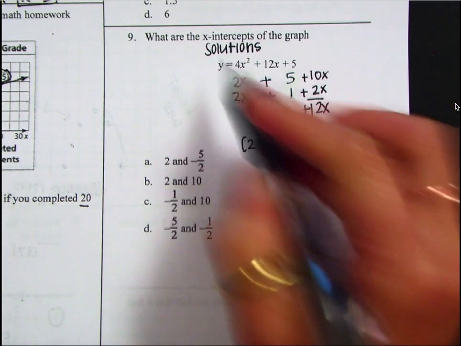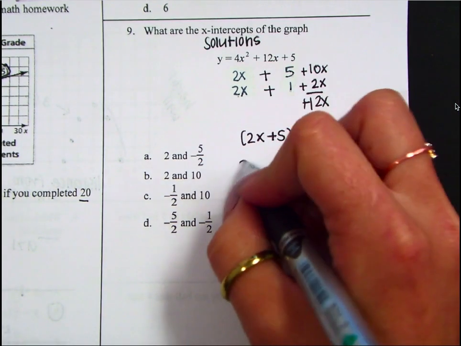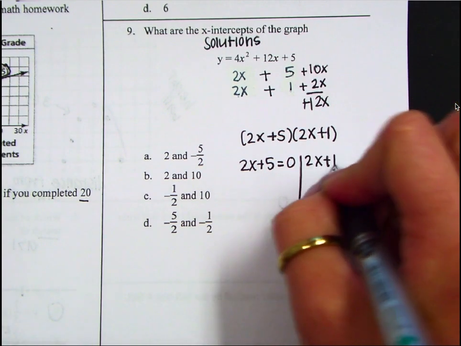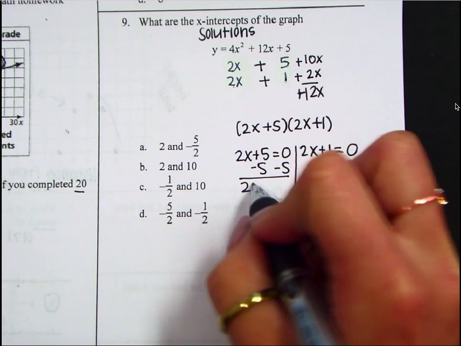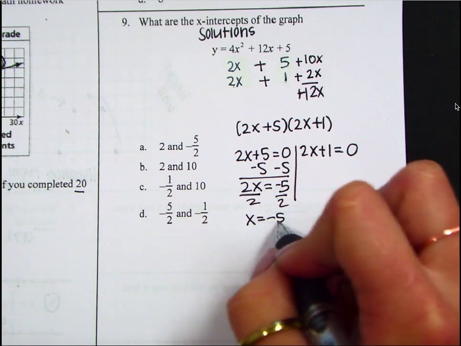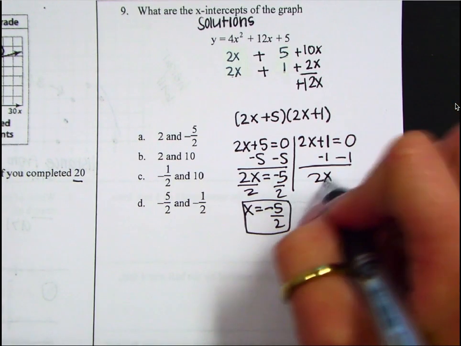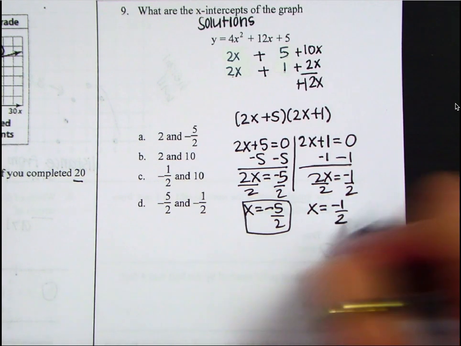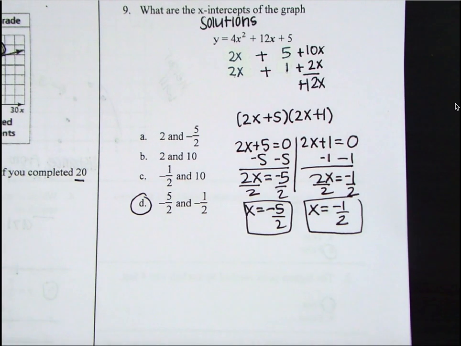This is also the same equation written in intercept form or factored form, so once you get those factors, you set them equal to 0, and we'll have our x-intercepts or our solutions. So subtracting 5, I get 2x is equal to negative 5, then divide by 2, and x is equal to negative 5 over 2. Then minus 1, 2x equals negative 1, and divide by 2, x is equal to negative 1/2. So my answer is D.